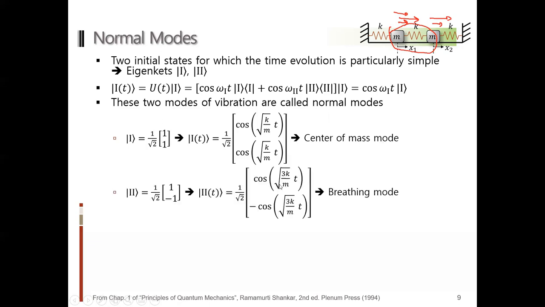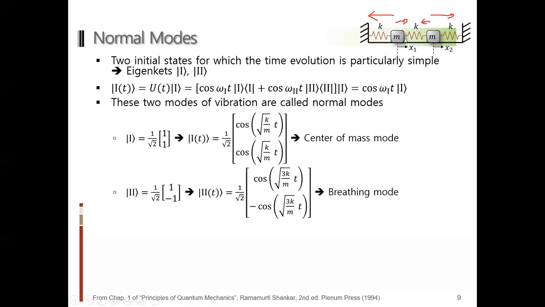Then what about the other mode? The other mode is completely opposite. If we plug in a vector representation of this Roman numeral 2 in the basis of the displacement of each of these, then what it says is that the component corresponding to the displacement of the first mass and the component corresponding to the displacement of the second mass have the same magnitude, and they have opposite sign. So what this means is whenever the first mass is moved by some amount, the second mass will be displaced by the same amount, but in the opposite direction, and so forth.